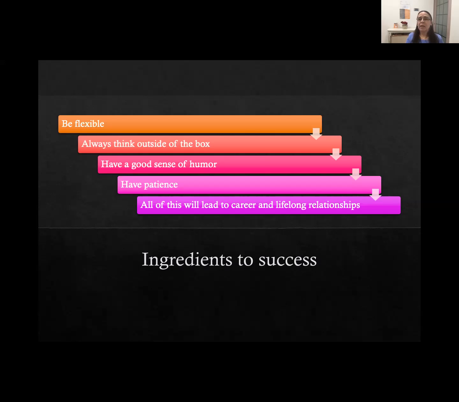Next thing is have a good sense of humor, because right now, especially with a lot of patients, things go right and things go wrong. And I think having a sense of humor is what gets me through every single day. So I think that that's very important. Have patience. Public health is slow. I always tell everybody it's like the tortoise and the hare, and we're the tortoise. So we will get there. It'll take us a while, but we will get there. So be patient with the processes.